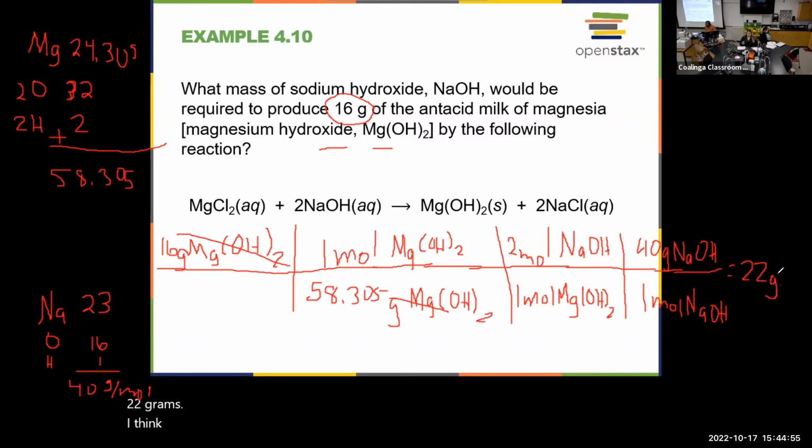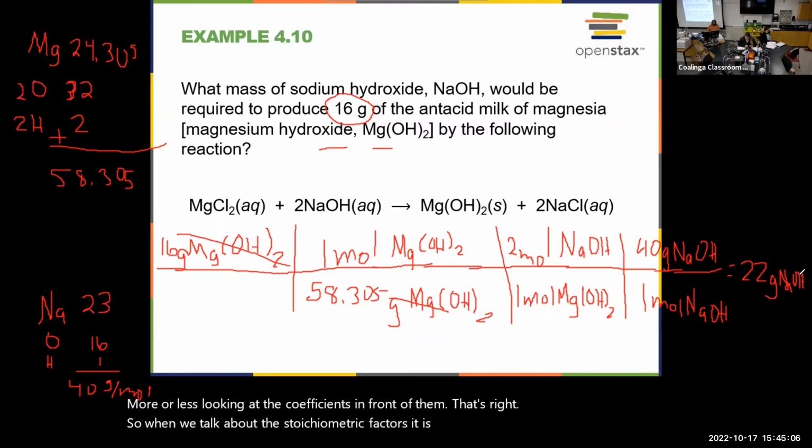When it comes to the relationship, is it more or less looking at the coefficients in front of them? That's right. So when we talk about the stoichiometric factors, it is the coefficients. That's all you're looking for.